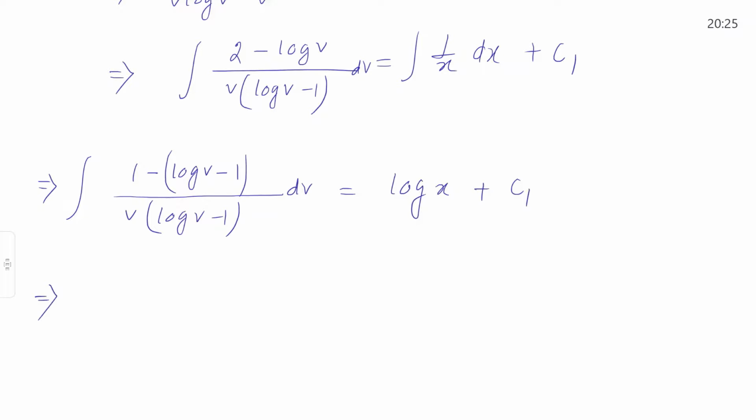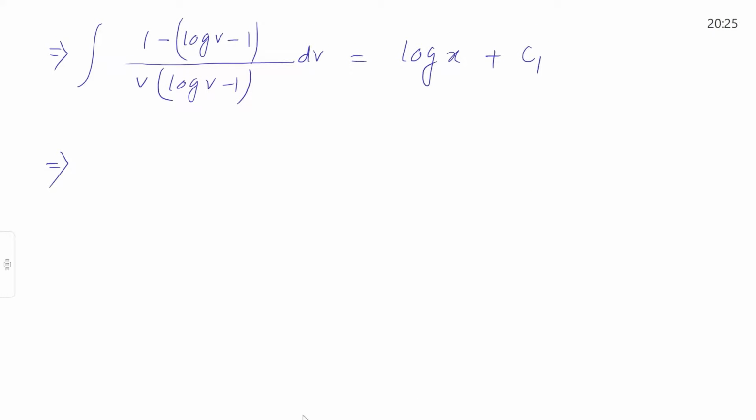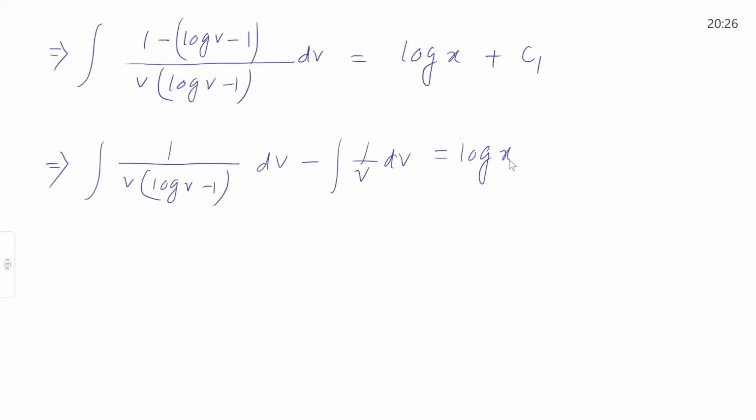This implies, left hand side you write 1 by, integration 1 by e into log v minus 1 dv, this is one of the parts, and here one gets completely cancelled, minus integration simply 1 by v dv is equal to log of x plus c1. Okay, so now this implies, you observe a little.